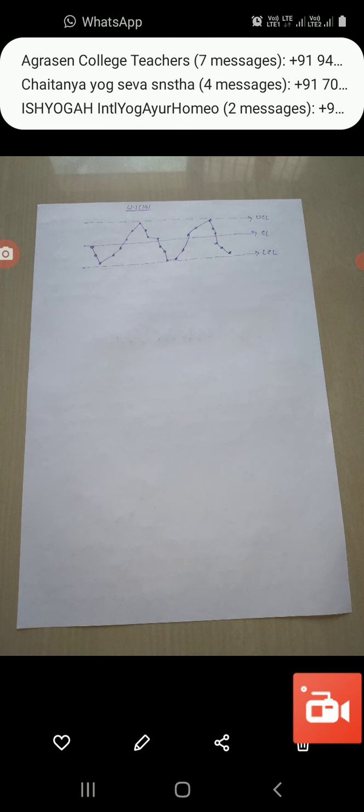Note all this, and this is very simple, and you have to keep it in your mind, and this way it will be helpful in studying statistical quality control.